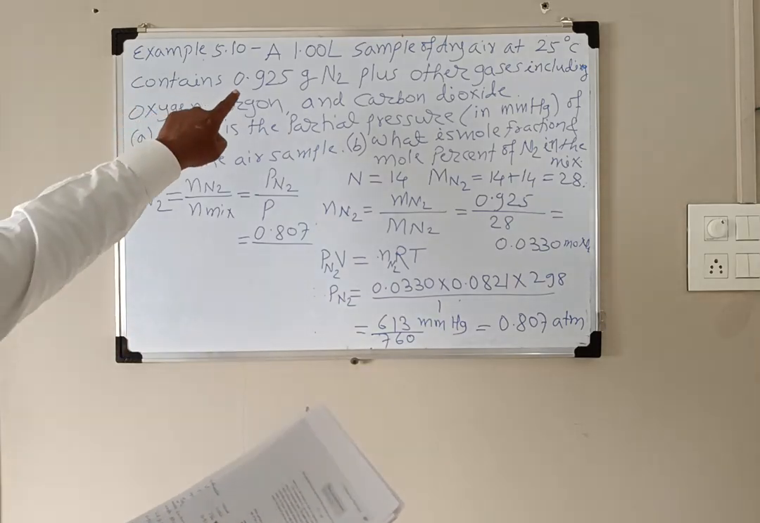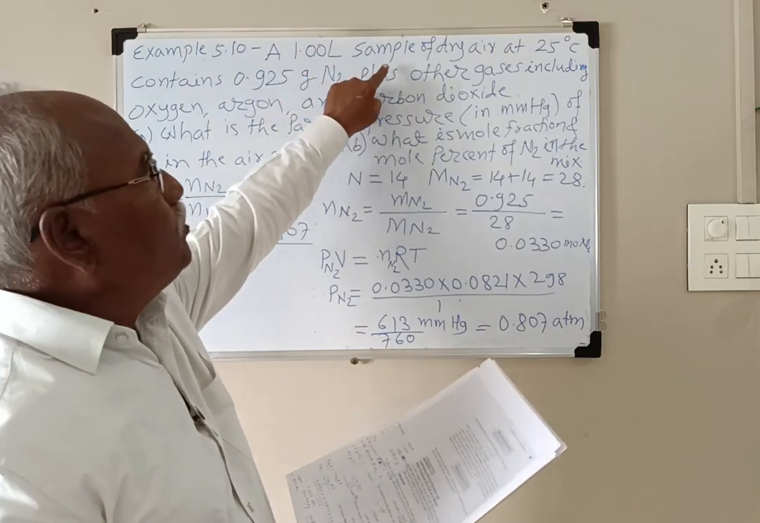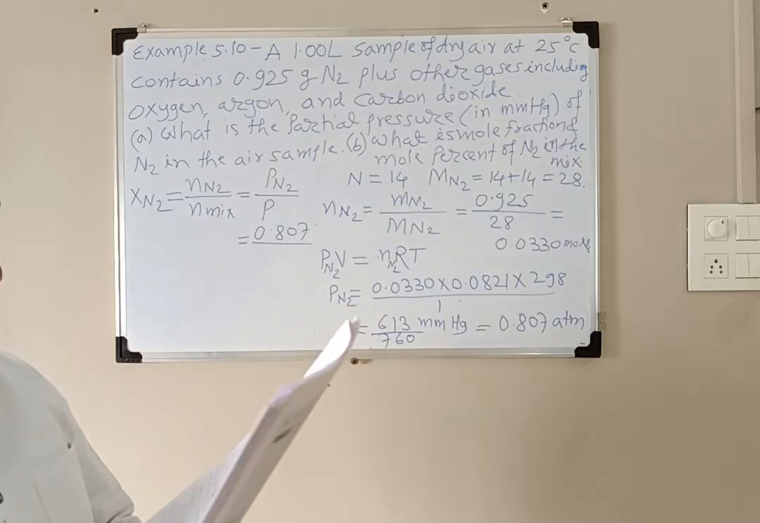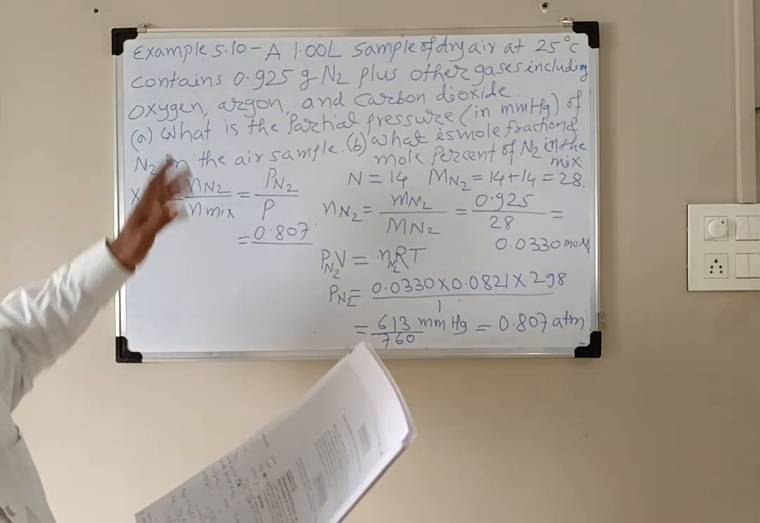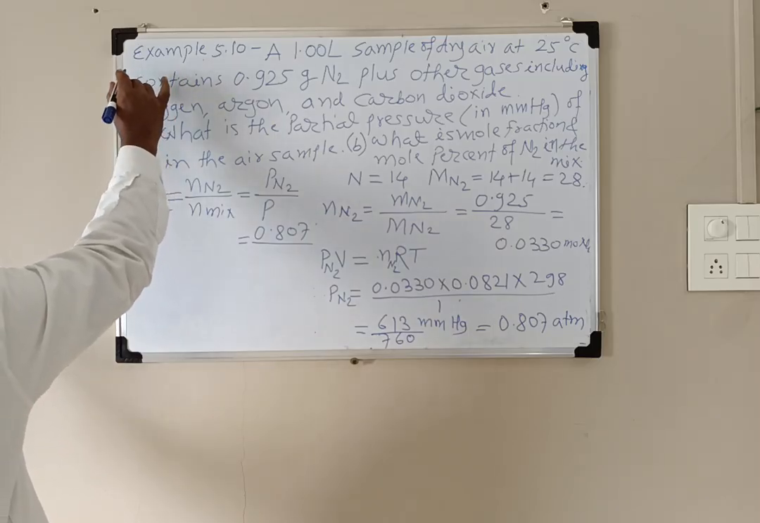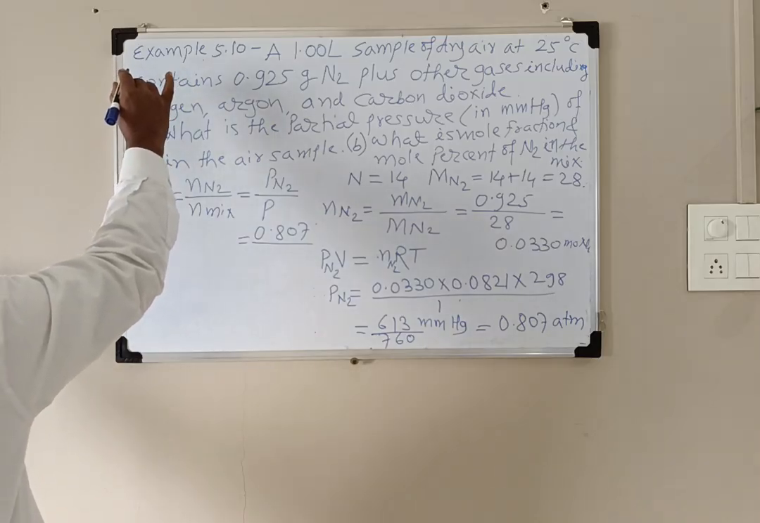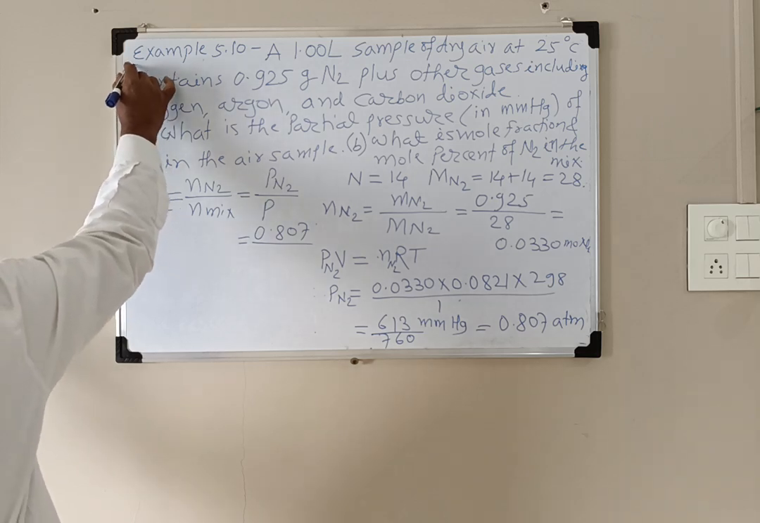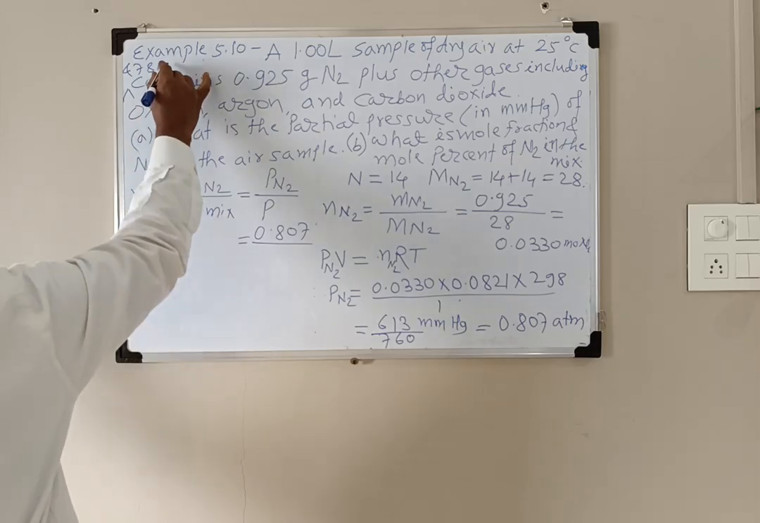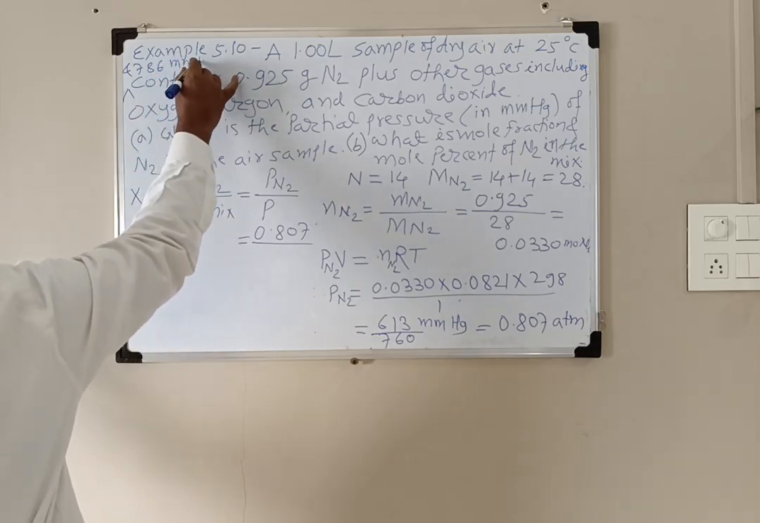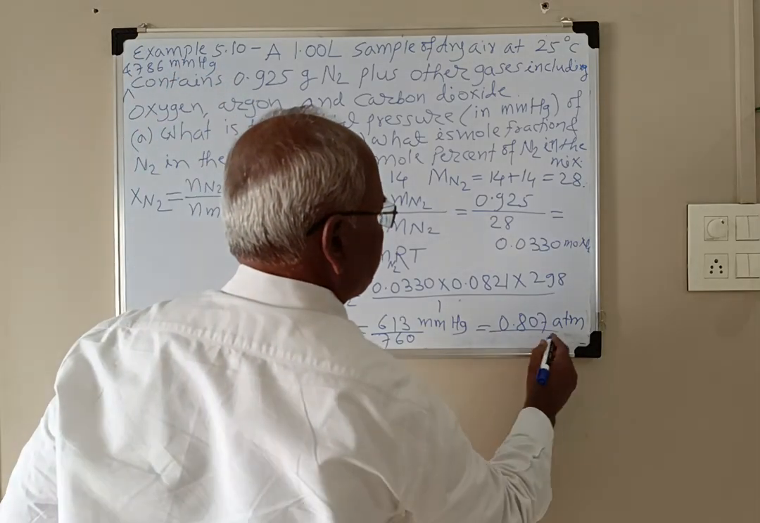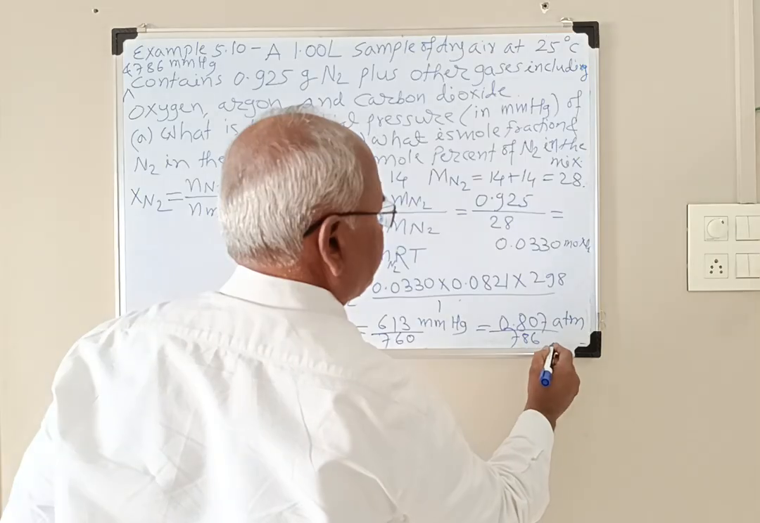Here one thing is missing. A 1 liter sample of dry air at 25 degrees centigrade. Here it is provided, I forgot to write, divided by 786 mmHg. So divided by 786 atmosphere.